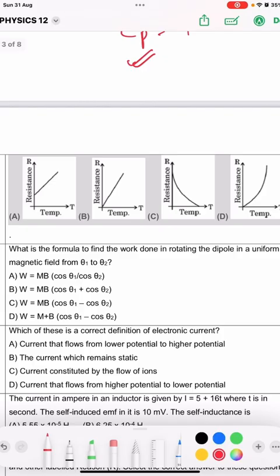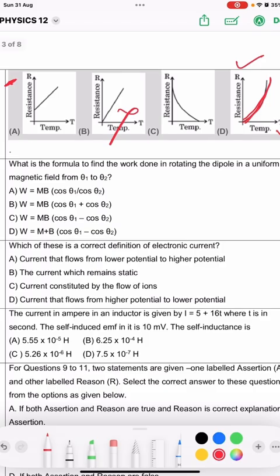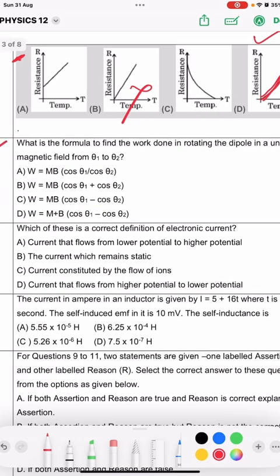Question number 5. For a metallic conductor, which is the correct graph for resistance versus temperature? So resistance increases for metals with increase in temperature, and it does not increase linearly. So this is the graph. Here it is a linear increase, so this is not. And this is for alloys. So it doesn't increase linearly but increases.